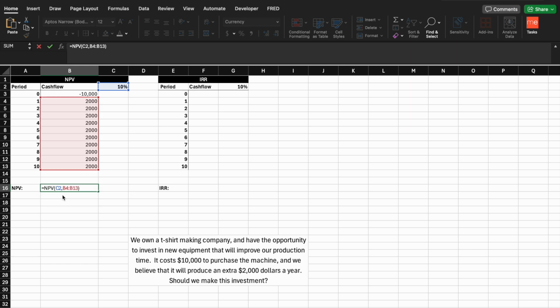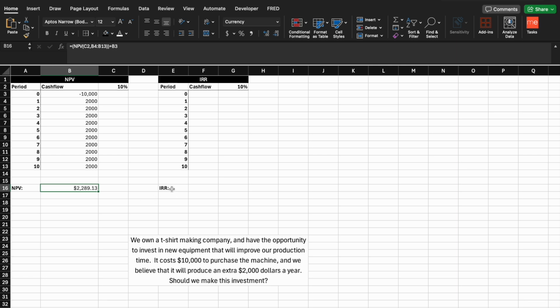Then I'm going to hit close parentheses, and then I'm actually going to, I always set it up like this just so it's clear. I'm going to put parentheses around everything, and then I'm going to add back in that first cash flow. It's important that this is a negative so that we can add that back in. I hit enter, and the net present value of this investment is $2,289 and some cents.